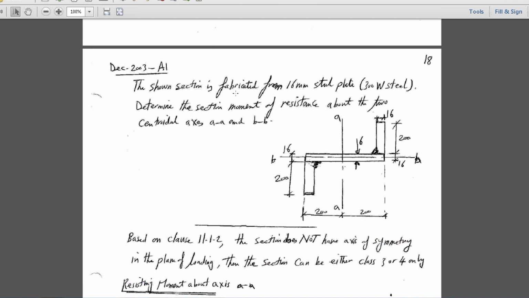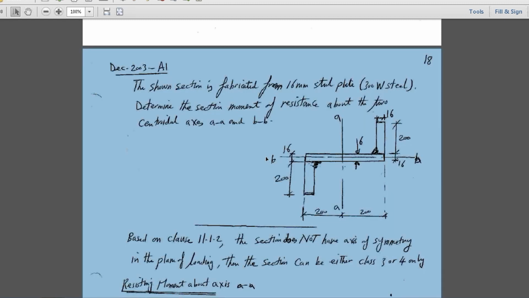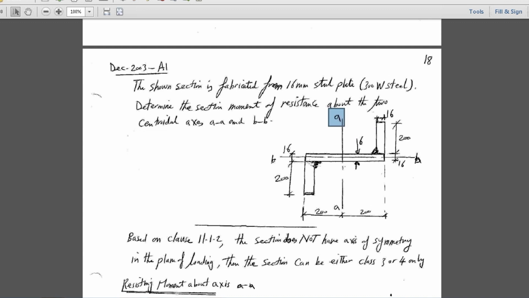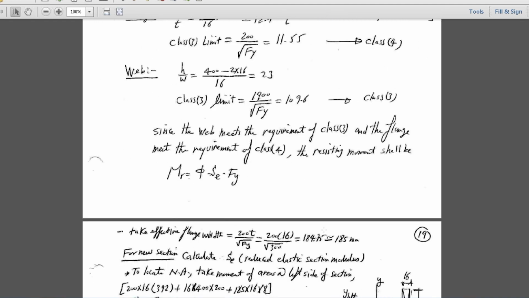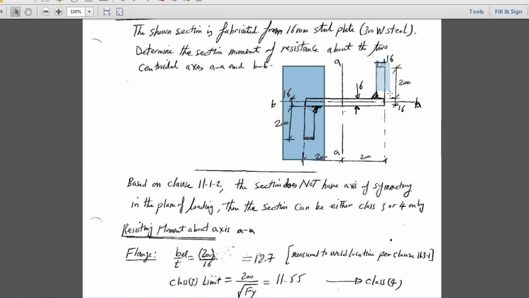So they say here, the section shown is fabricated from steel plates, 16 millimeters each. Determine the moment resistance about axis AA first. So let's assume that the moment will cause compression on that side and tension on that side. This is what we did here. If it causes compression here, this will be plate number 1 for the flange, and this will be the width. So for plate number 1 in compression here, it's a plate that is free from one side and connected to a web on the other. So take b_el as 200 and t as 16. So b_el over t equals 12.7.